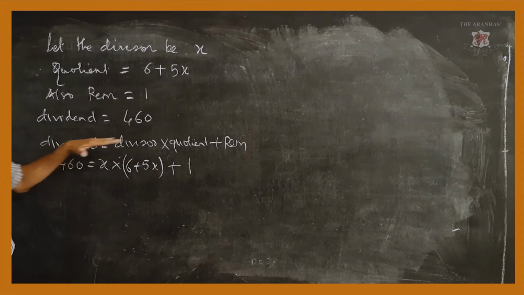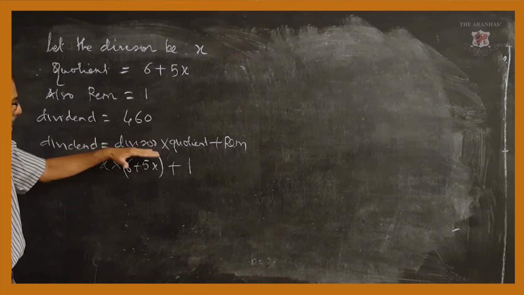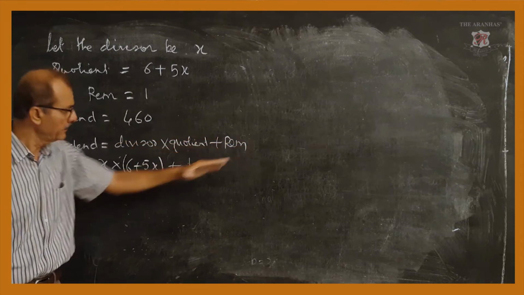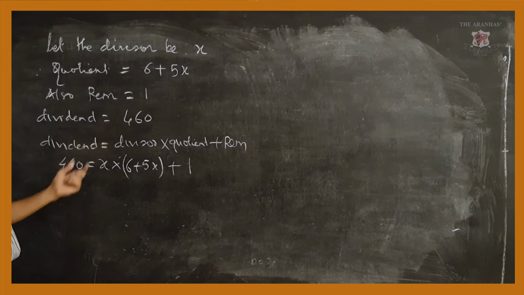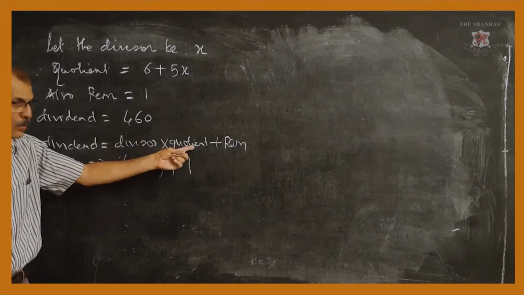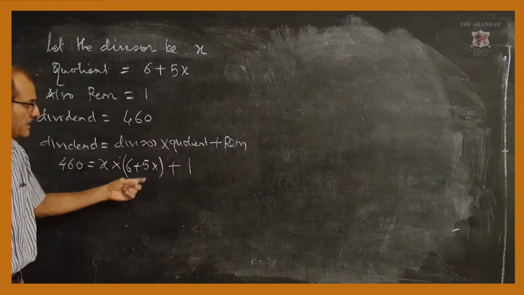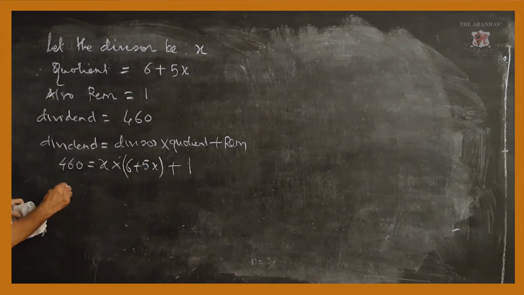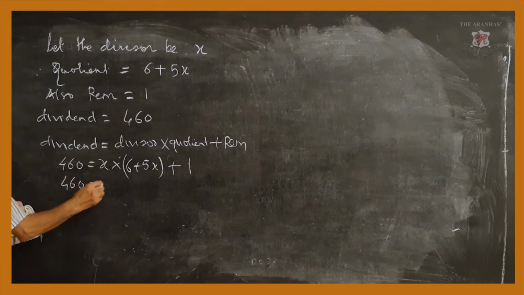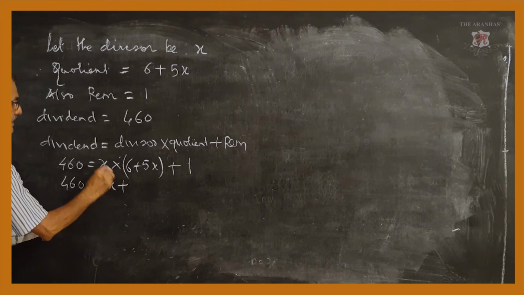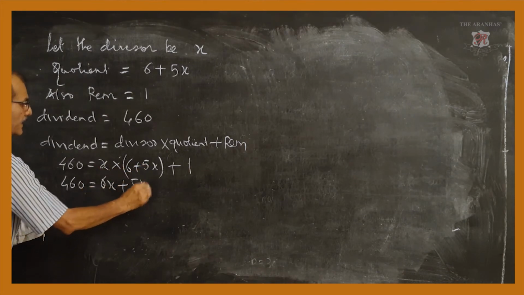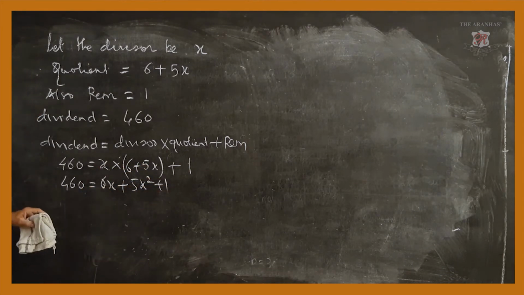After writing this formula, dividend is equal to divisor into quotient plus remainder. What is my dividend? 460. What is my divisor? x. Into, what is my quotient? (6 plus 5x) plus 1. Now this will open up. 460 is equal to 6x, 6 into 6 is 6x, plus x into 5x is 5x squared, plus 1.